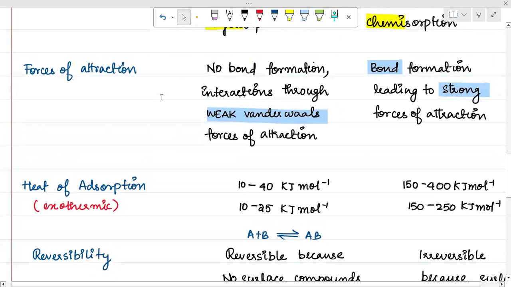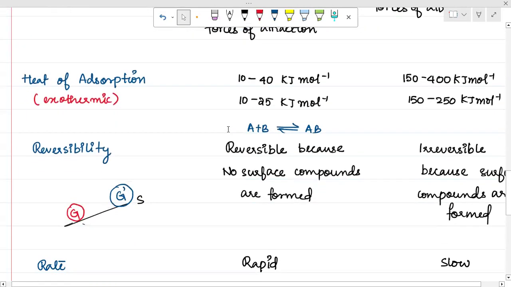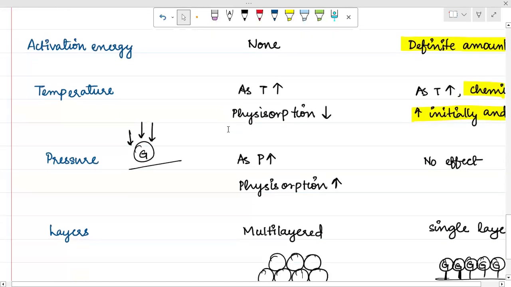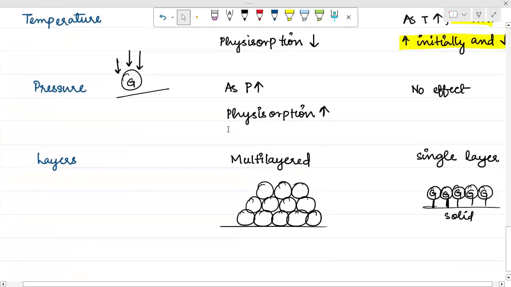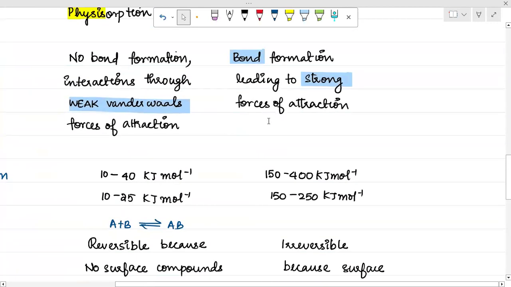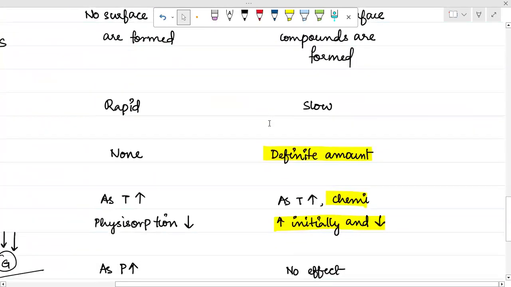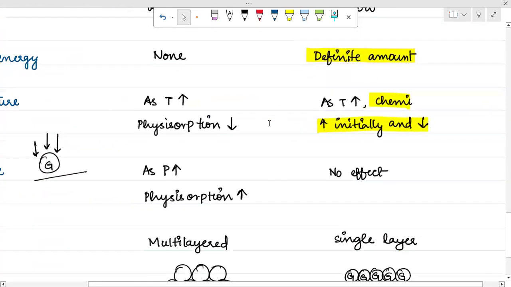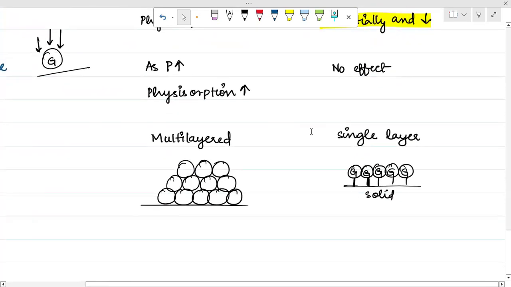Very easy. Forces of attraction of physisorption are weak because it has only weak van der Waals forces. Heat of adsorption is low. It is reversible, happens rapidly, has no activation energy, depends inversely on temperature and is directly proportional to the pressure, with multi-layered formation. Okay? And corresponding to chemisorption, it has very strong forces of attraction, very high adsorption energies, is irreversible because of the bond formation, happens slowly, has a definite amount of activation energy, and it increases with temperature initially, but then drops, and forms only a single layer because it has bond formation.